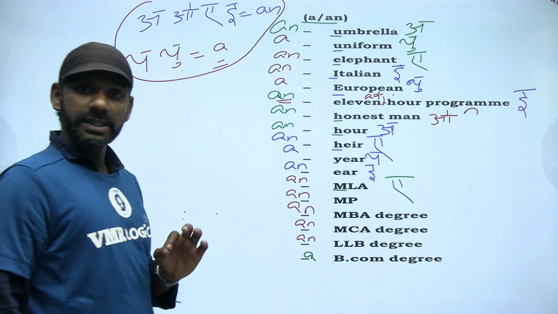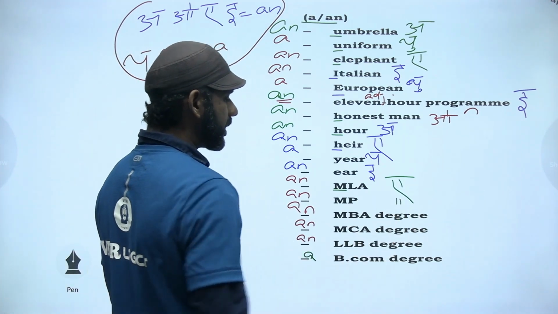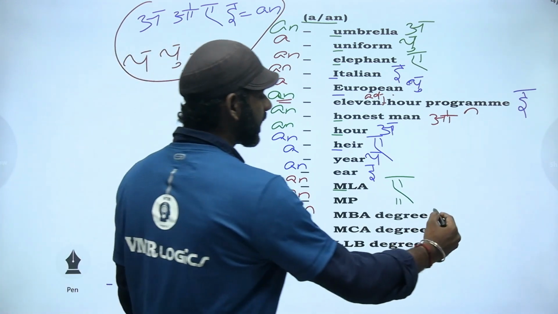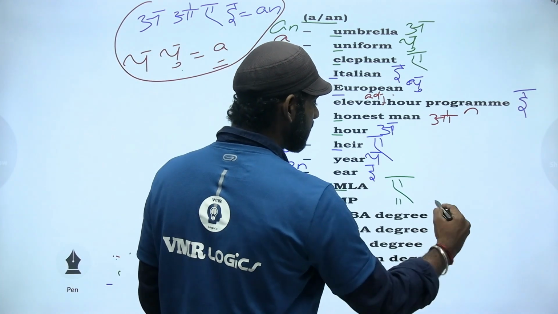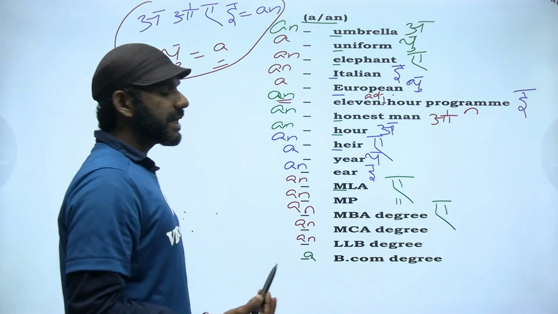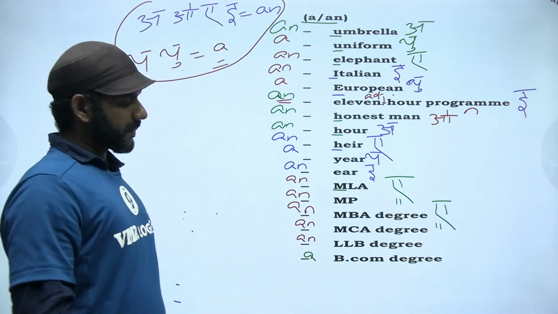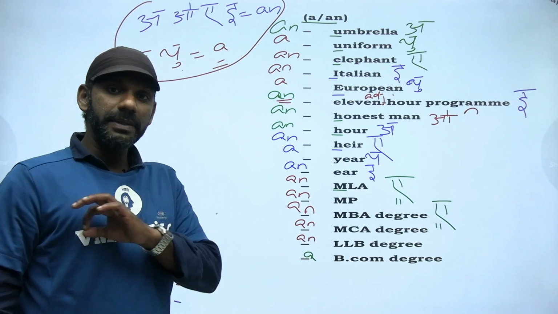MP, the first sound is A. So an MP. MBA degree. MBA, the first sound is A. So it must be an MBA degree. MCA, the first sound is A. So an MCA degree.